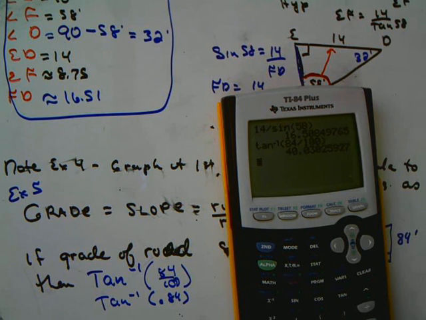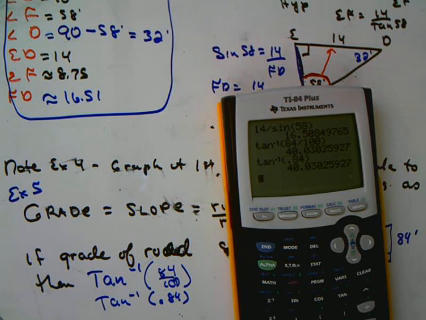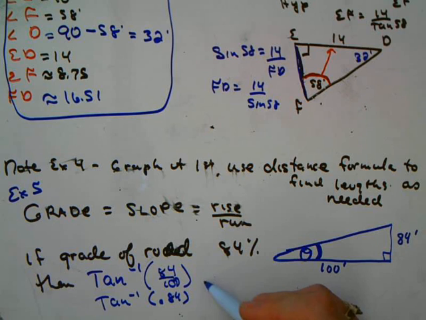The inverse tangent of 84 divided by 100 is 40 degrees. Notice we just rounded to the nearest degree. And just to prove it to you, the inverse tangent of 0.84 is also 40 degrees. Different forms of the same value aren't going to change anything. So if the grade of the road is 84%, the angle it makes with a horizontal line is going to be 40 degrees.